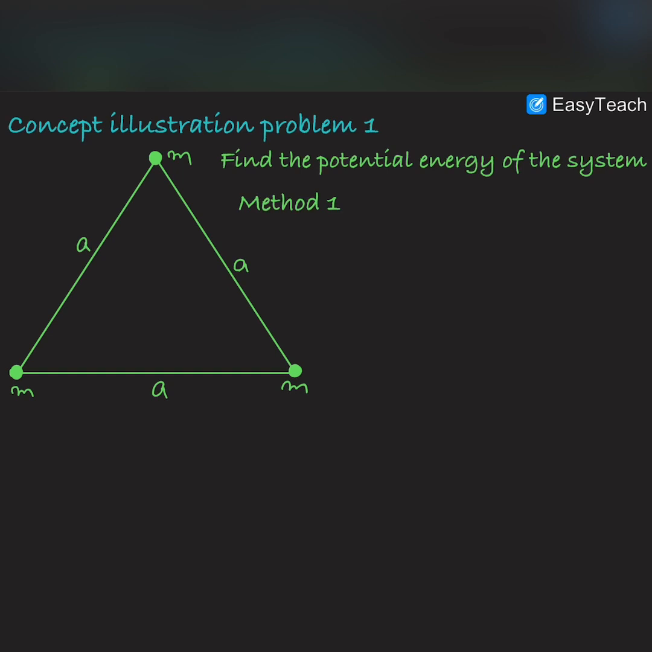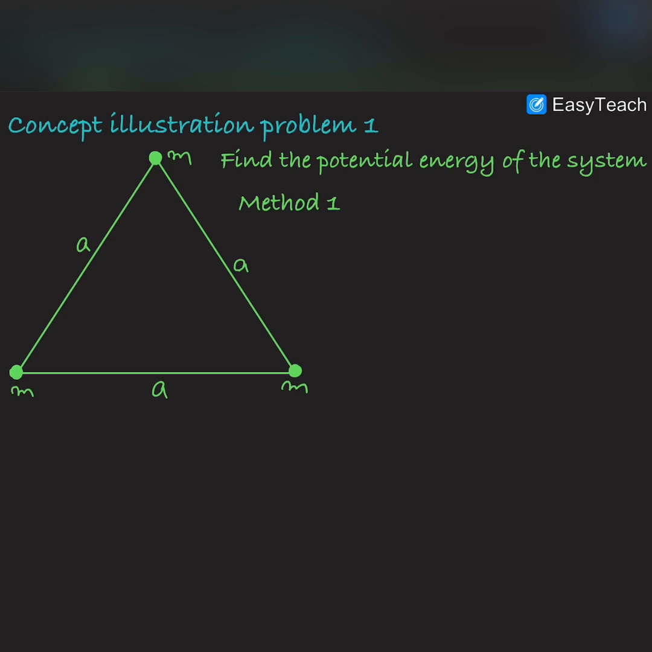In this video, we are going to discuss the concept illustration problems to understand the concept of gravitational potential as well as gravitational potential energy. So in this first problem, you can see that there is a system of three masses which are placed on the vertices of an equilateral triangle of side a. We have to find out the potential energy of this system.